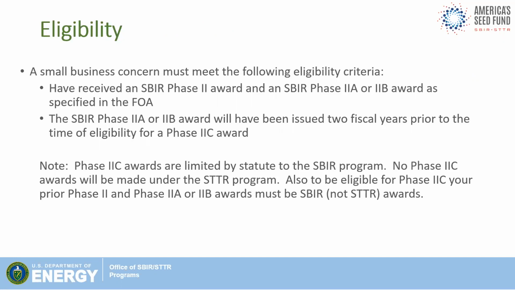To apply for a phase 2C award, you must have received a phase 2 award and a second phase 2 award. The phase 2A or 2B will have been issued 2 fiscal years prior to the time of eligibility for a 2C. So you'll have one opportunity to apply for the 2C, which would have been that your second phase 2 award was issued in fiscal year 2022.